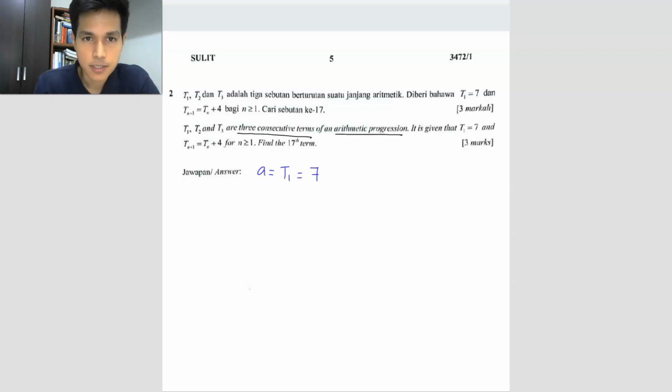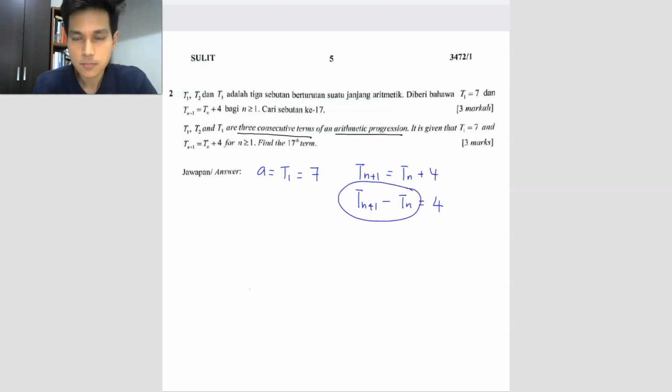Okay, the second one here, it says that Tn plus 1 equals Tn plus 4. So what you can do is, if I bring this over, what you notice is that Tn plus 1 minus Tn equals 4. What do you know about this? Let's say this is the first term. Then this should be the second term, right? So if you subtract, in other words, you are saying that Tn plus 1 minus Tn is actually equal to D. Do you know that?